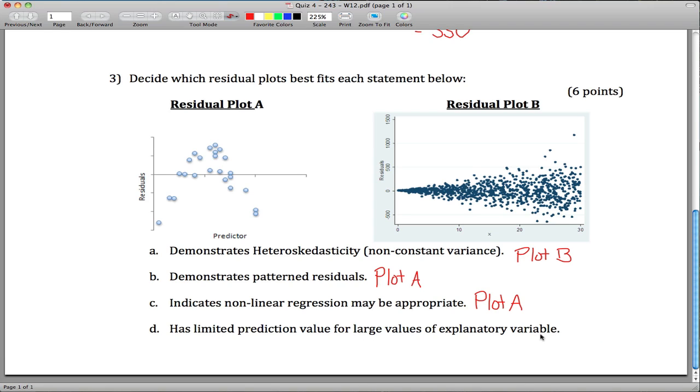The statement that it has limited prediction value for large values of the explanatory variable is the problem you get with heteroscedasticity, so this would be plot B. The idea is that when your explanatory variable is really large, the variance is so huge that you can't really use your least squared regression line to make a good prediction, because the actual point isn't necessarily close to the line. Anyways, that is the answer to number 3, and that is the end of the quiz.